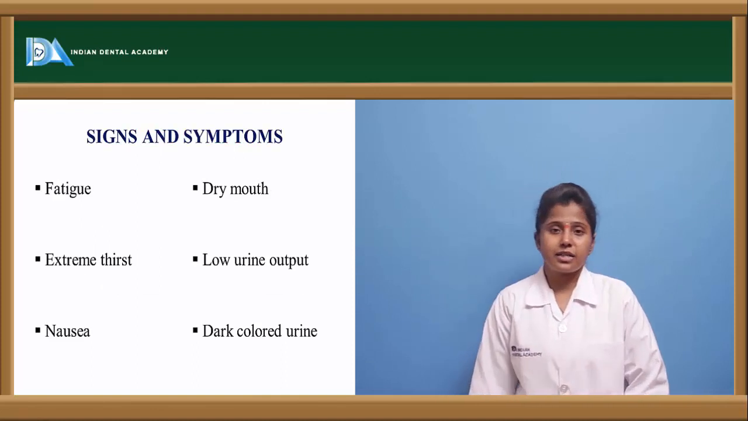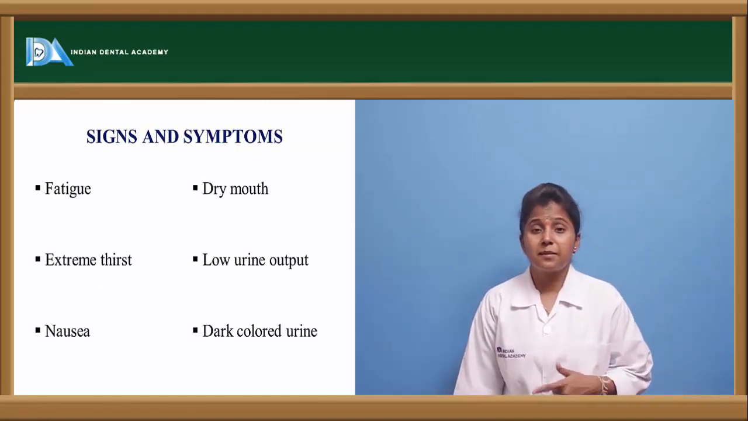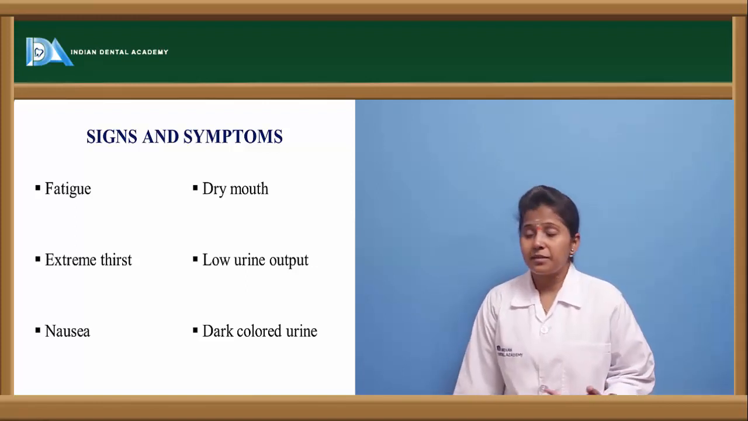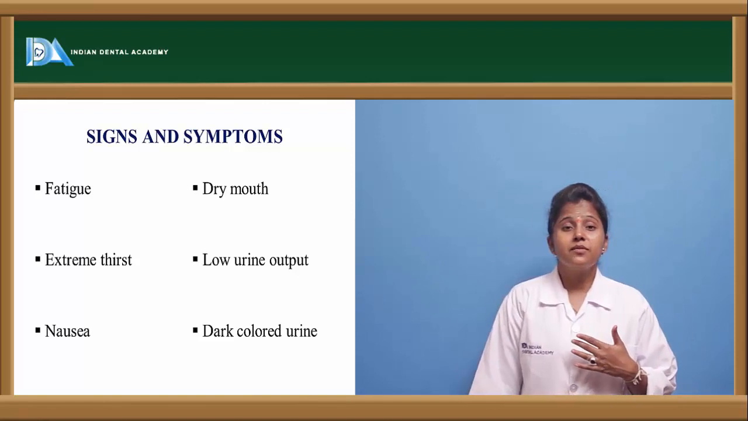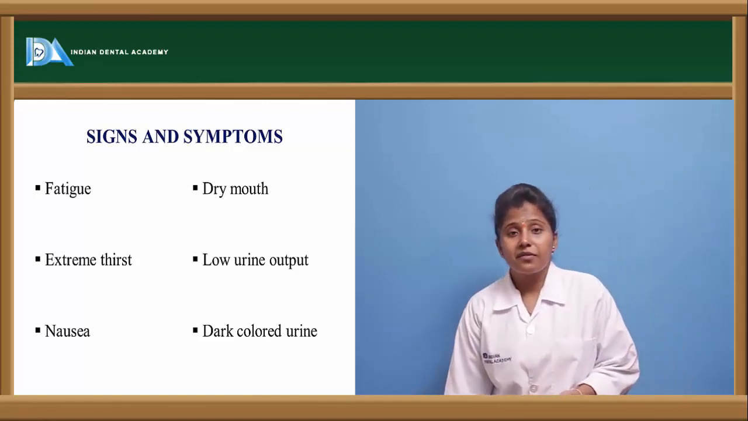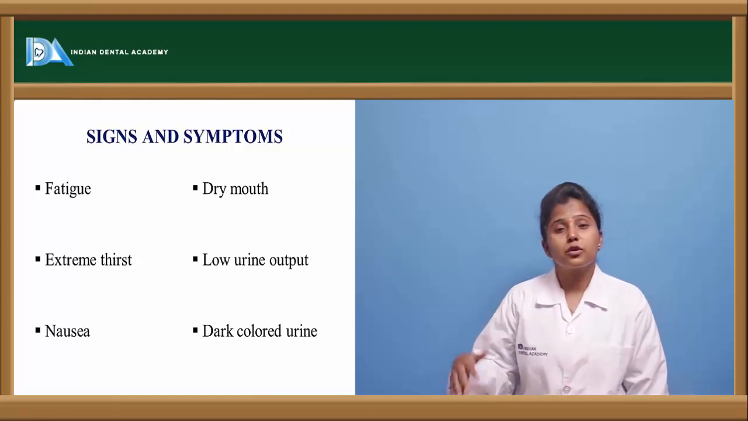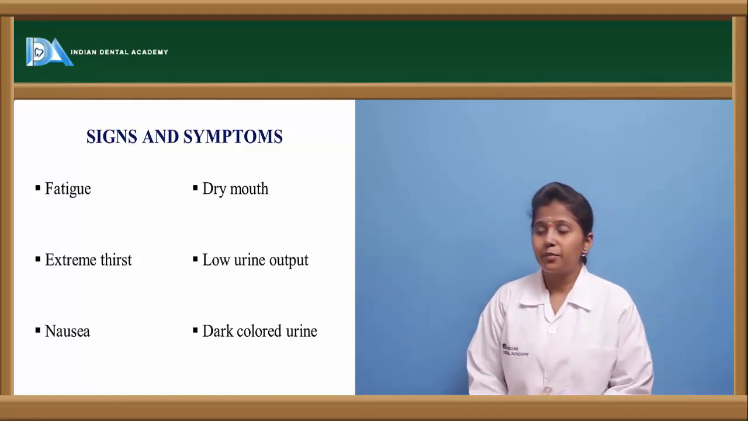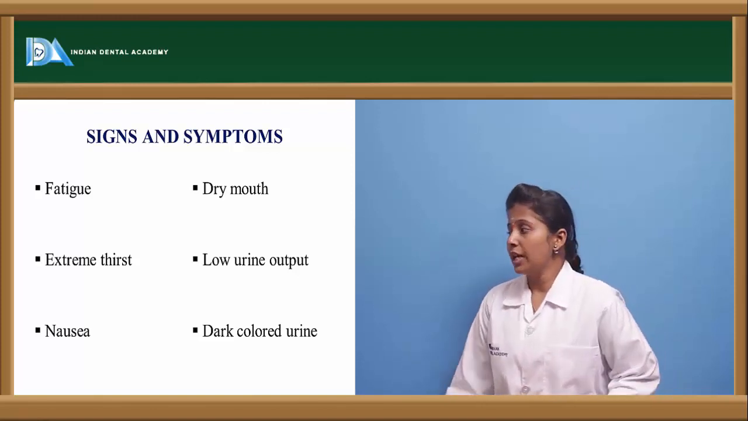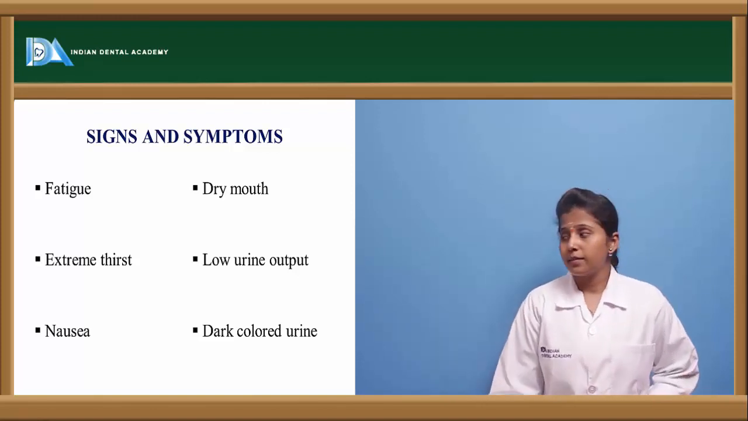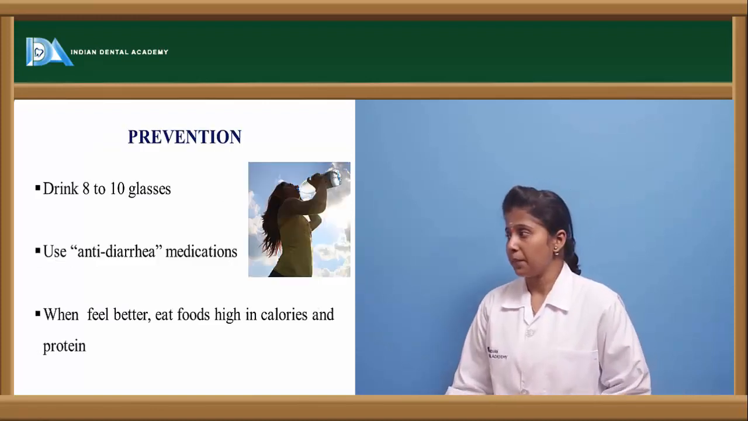So what are the signs and symptoms? First, the person becomes weak, pale, thin, and sometimes there will be a nauseating sensation. The person will have extreme thirst, and even if we drink water, the thirst won't stop. There will be excessive thirst. The person will have a dry mouth, and the urine output is reduced, with dark colored, concentrated urine passed out.